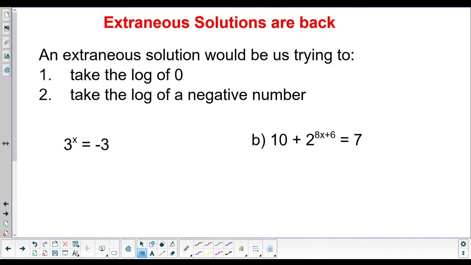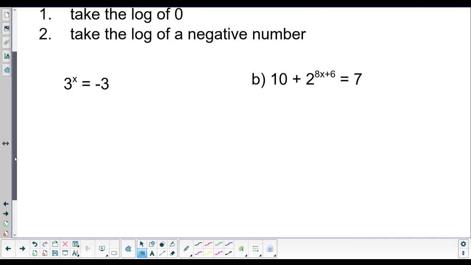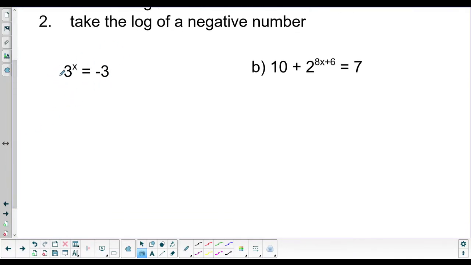3 to what power equals negative 3? Let's just look at the powers of 3 really quick to see why you can't solve this equation. And then we'll see what happens when we try, right? So if we have 3 to the first power, that's 3. Okay, well, we want negative 3. We can't do the positive ones. Squared would be 9. 3 cubed would be 27. We're going the wrong direction. We want to go negative.